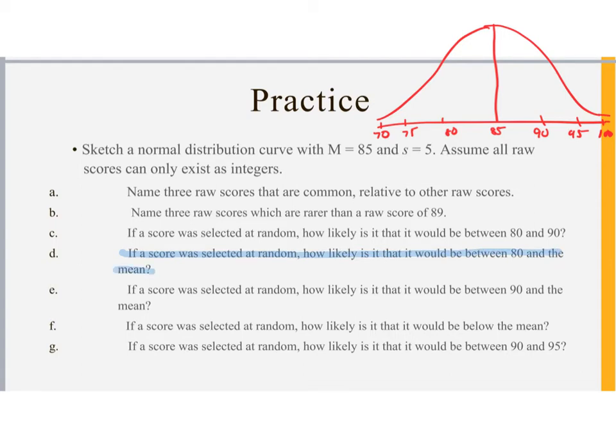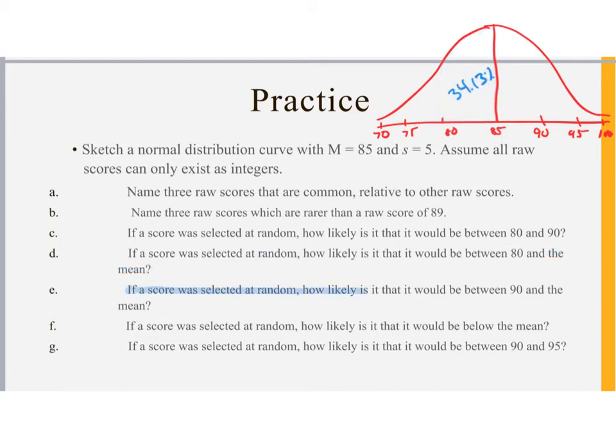Again, sketch, shade, then solve. I have my raw score of 80. I'm looking for the area from there to the mean. We already identified this just a moment ago, but we could look back at our earlier chart: if we're looking for the area from one standard deviation below the mean to the mean, it's going to be 34.13%. So the likelihood of a score being randomly selected from this area from 80 to 85 is 34.13%.